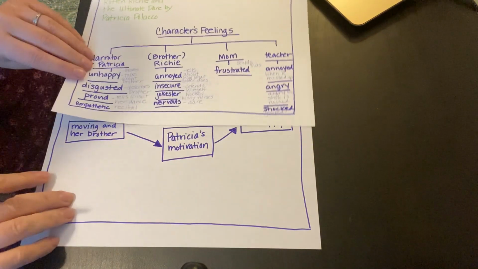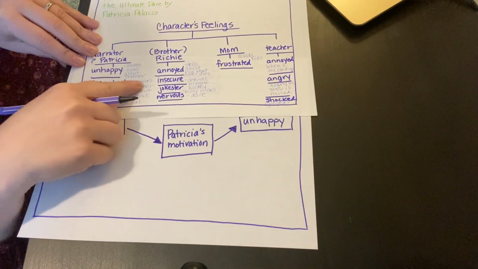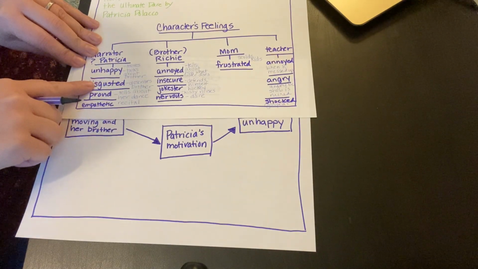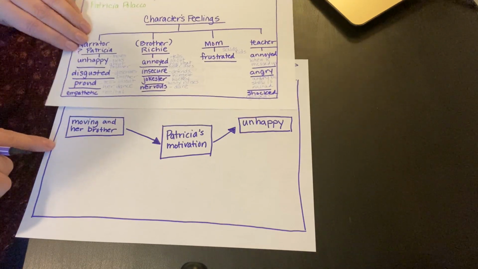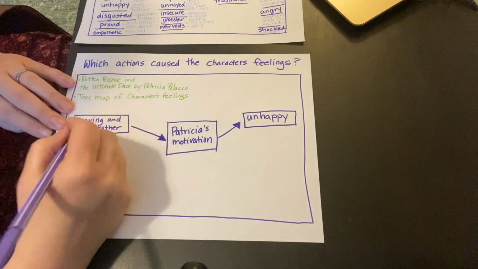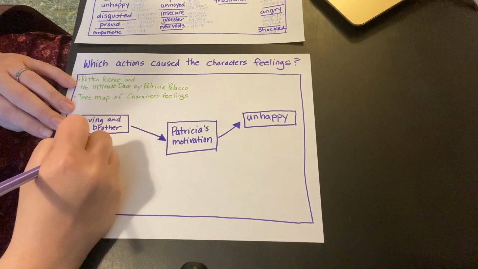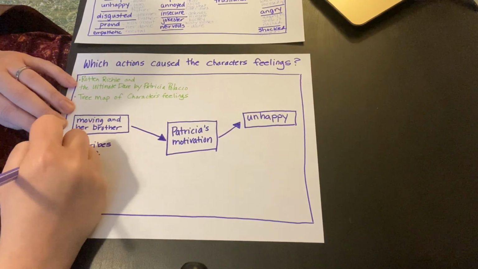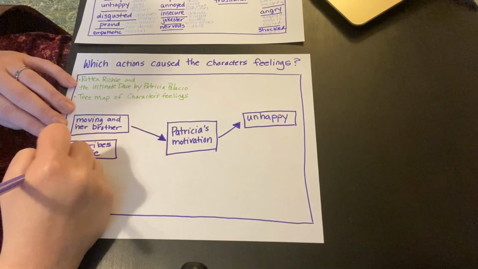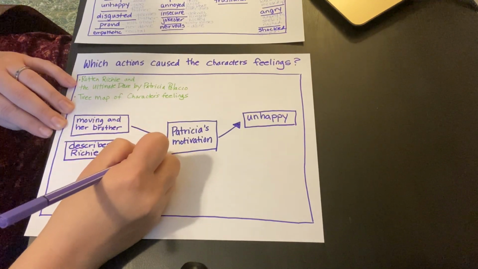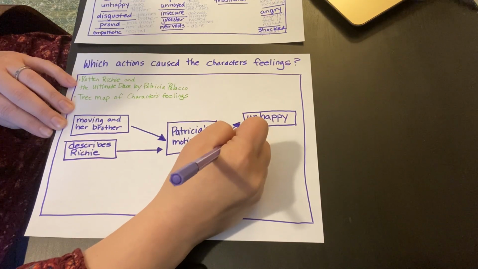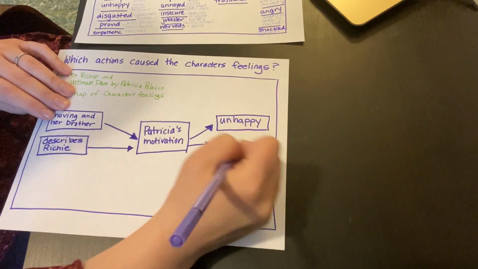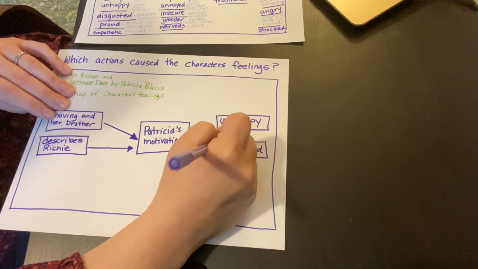And then I can go to another one here. So we have that she actually describes her brother in a lot of detail. And then we notice that she's motivated to act in a certain way that shows us she's feeling disgusted. So right here we see that when she describes her brother, she describes Richie, it motivates Patricia to have a certain type of feeling. And the feeling that comes out right here is she is disgusted. All right, let's keep going.